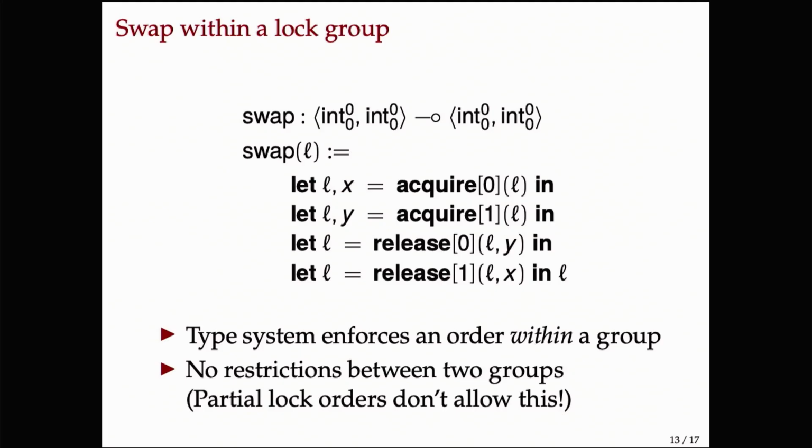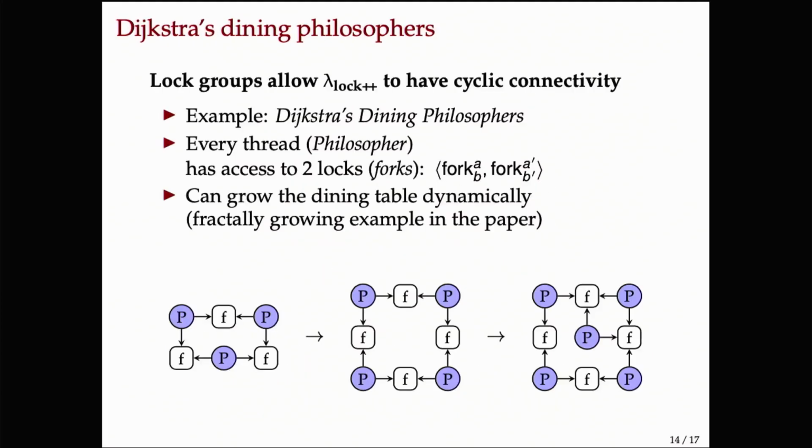It's a common misconception that you can do that with partial lock orders, where you don't have a total order on the locks, but a partial order. But actually it turns out that's not true, because the more partial you make your orders, the worse it gets. You can only write fewer programs, not more programs. An example of what we can do with that is Dijkstra's dining philosophers.